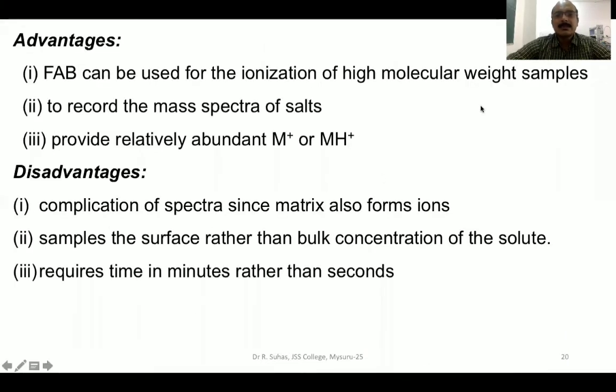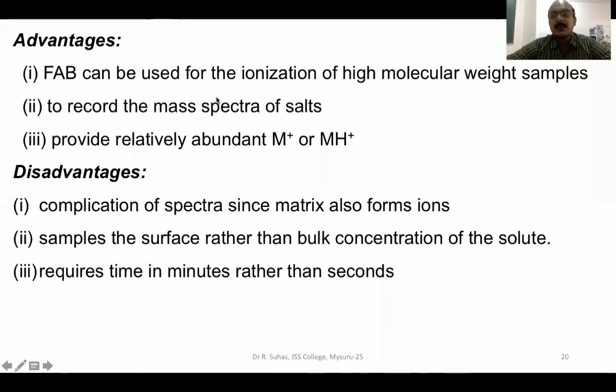And there are several advantages in connection with FAB. FAB can be used for the ionization of very high molecular weight samples, whereas this is not seen in EI or CI. They are for very low molecular weight samples. But what about high molecular weight samples? What do we have to do? We can easily subject them to FAB. That is one of the desorption ionization techniques.